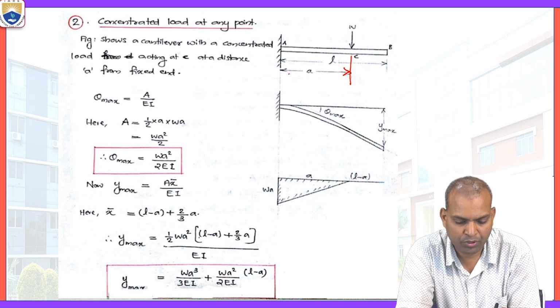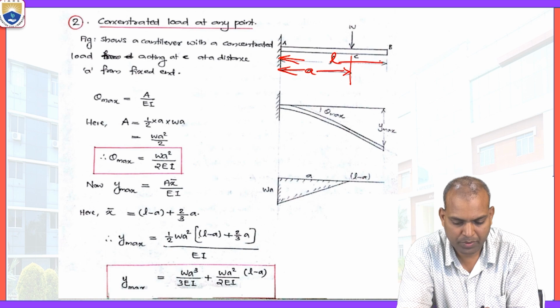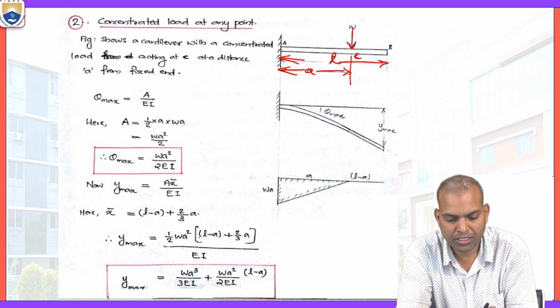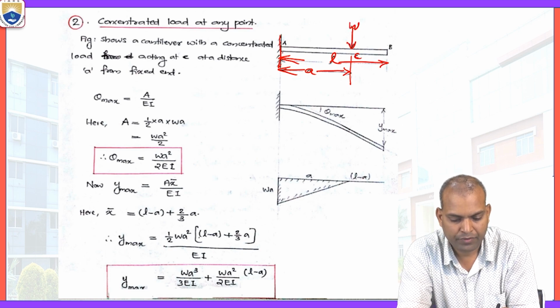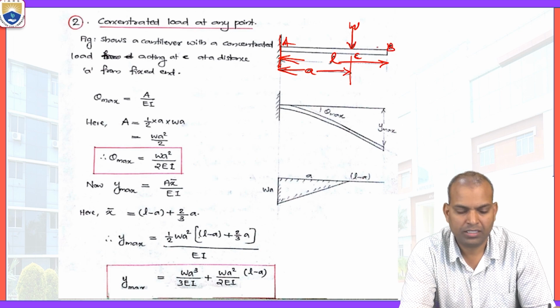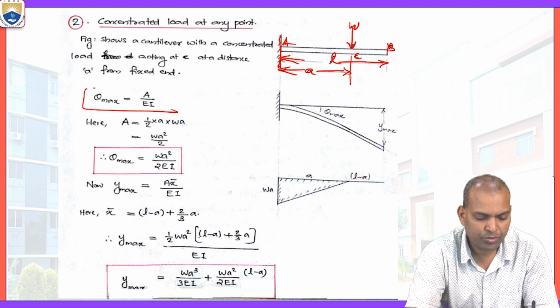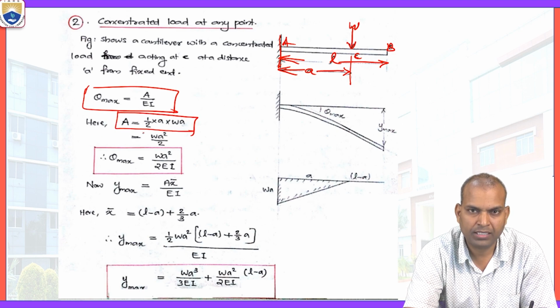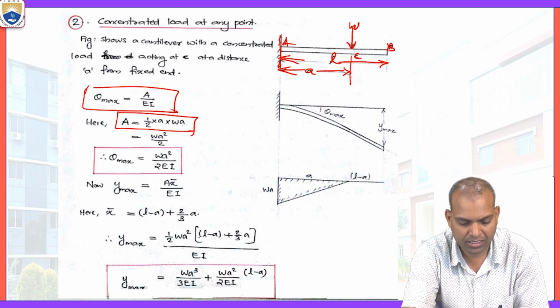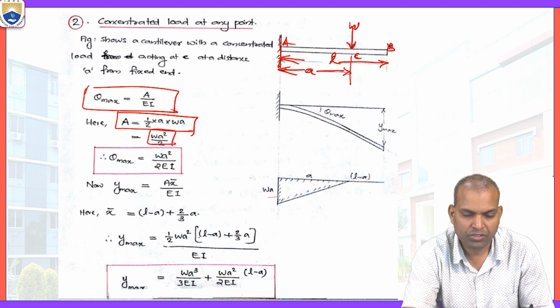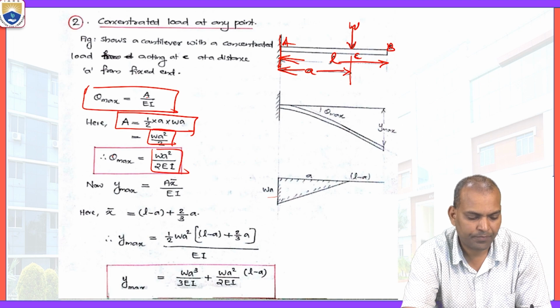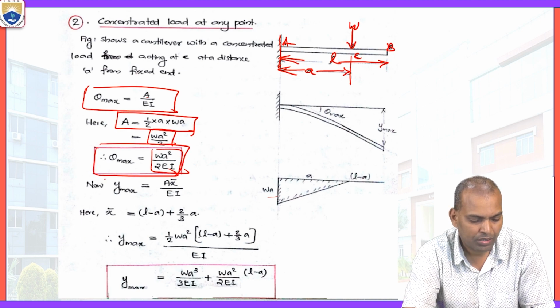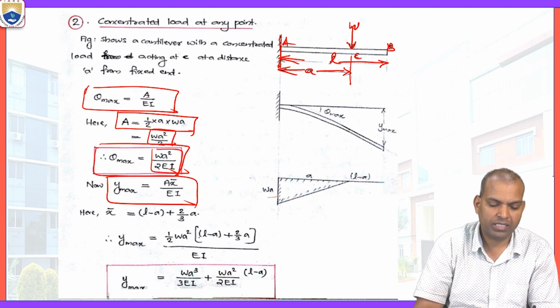Like that, now for a concentrated load at any point, point A throughout the span L. At point C, W is acting, fixed support is A, and B is the free end. Now theta maximum equal to A by EI. Now what is that A value? Of a times Wa, we can understand here. Now that is Wa square by 2. Substitute A value, that is Wa square by 2EI. That is theta maximum.